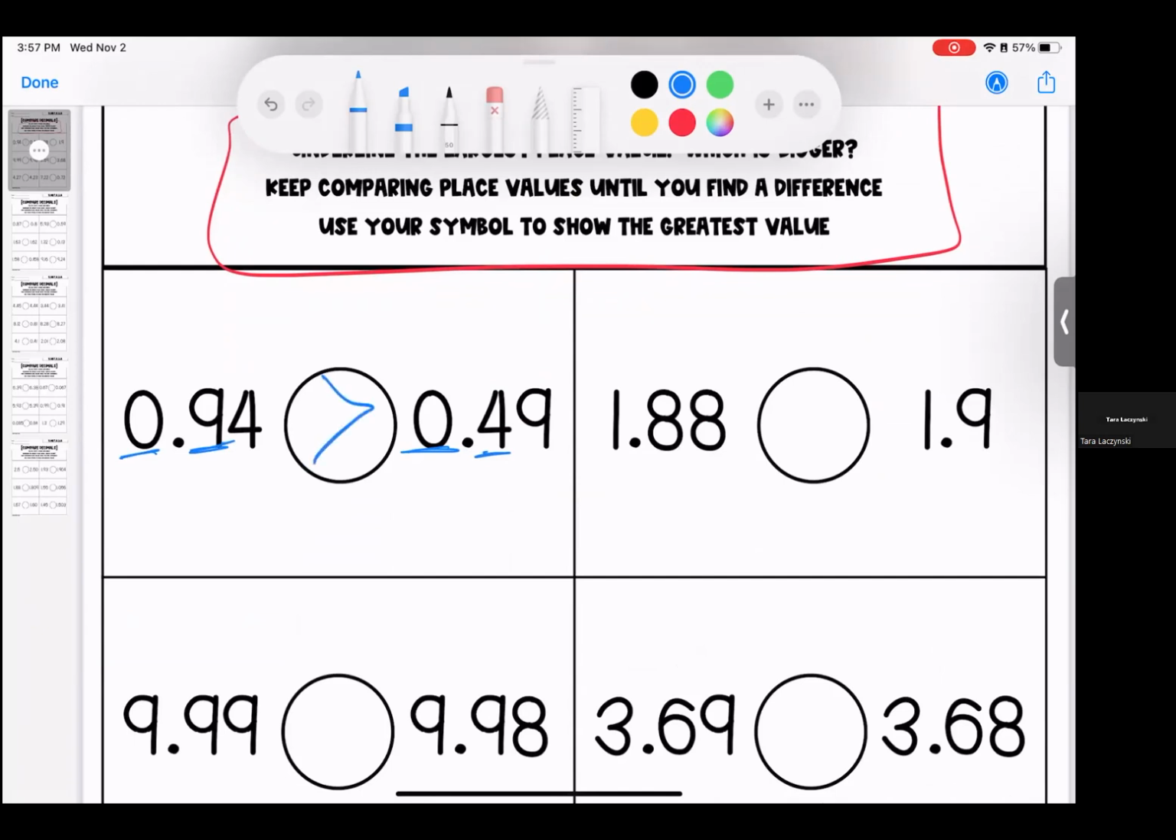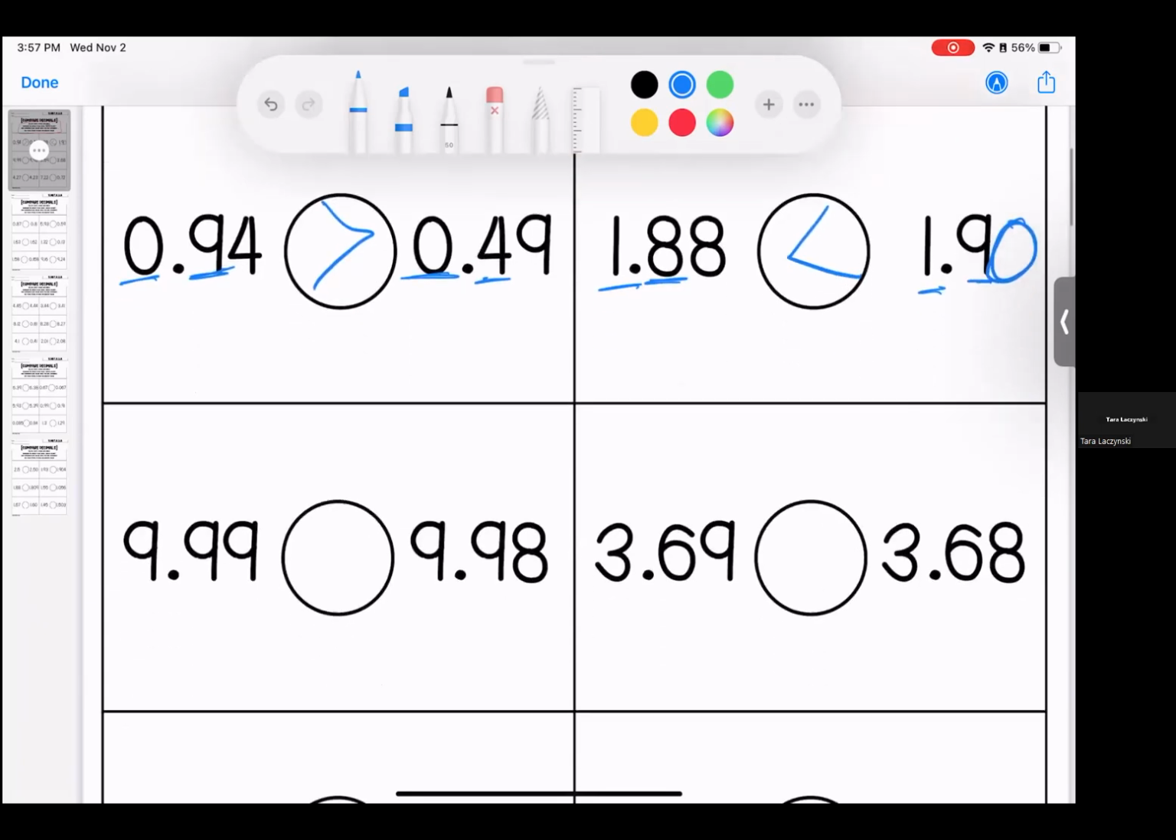These are not equal, so we want to make sure we start off with our place-saving zeros. I'm going to put a 0 behind the 9. So now that they both have 2 digits behind the decimals, jump in and compare. 1 and 1 are the same. 8 and 9 in the tenths place, 9 is greater. That means that 1 and 9 tenths or 1 and 90 hundredths is the greater value.